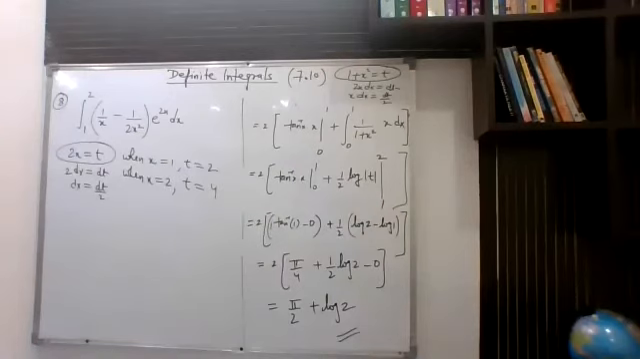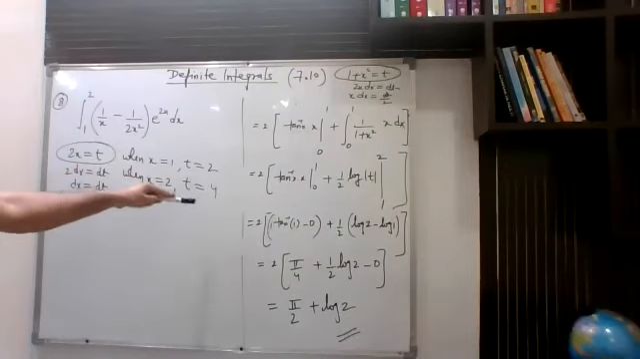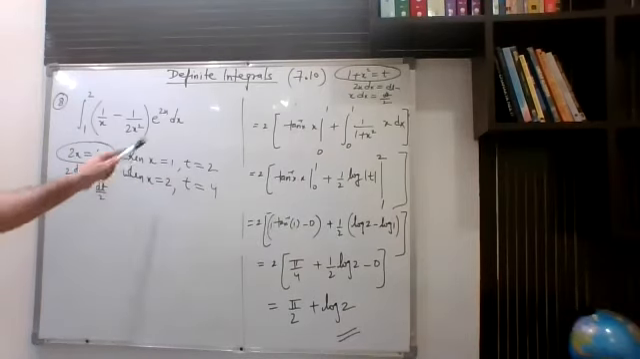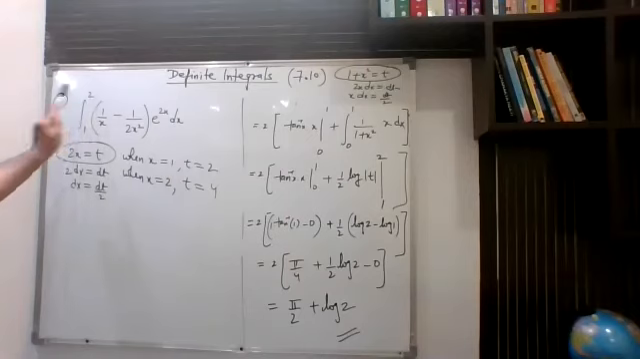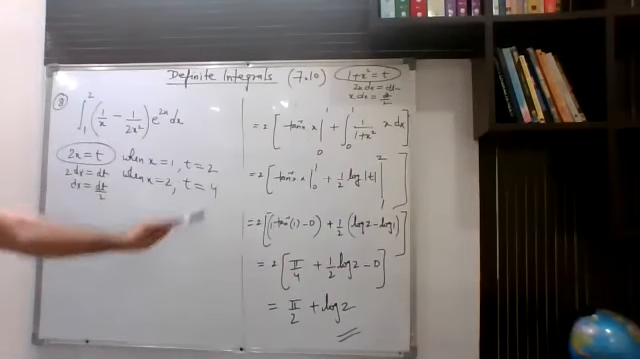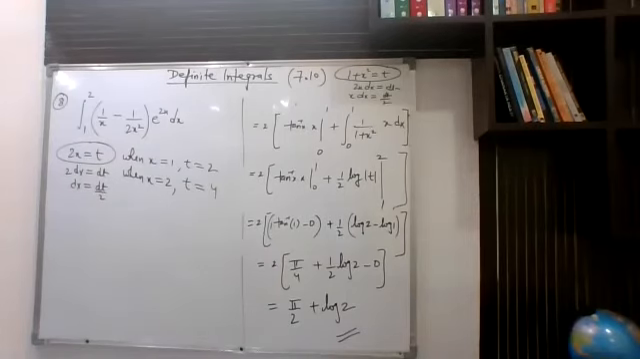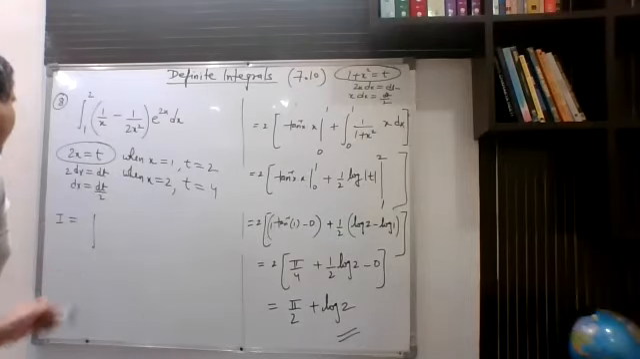So these are the new limits. What we had done, we had taken this 2x as t, differentiated, and changed the limits also. How to change the limits? Already I had told you. When your x is 1, then your t will become 2. When your x is 2, here you will put 2 into 2, t will become 4. These are the new limits now. So now let us convert this question in terms of t. When you convert the question to t form, your limits will become 2 to 4.